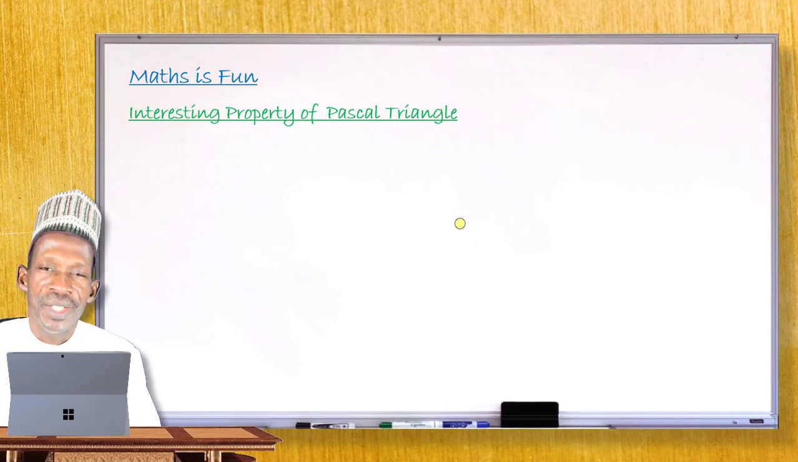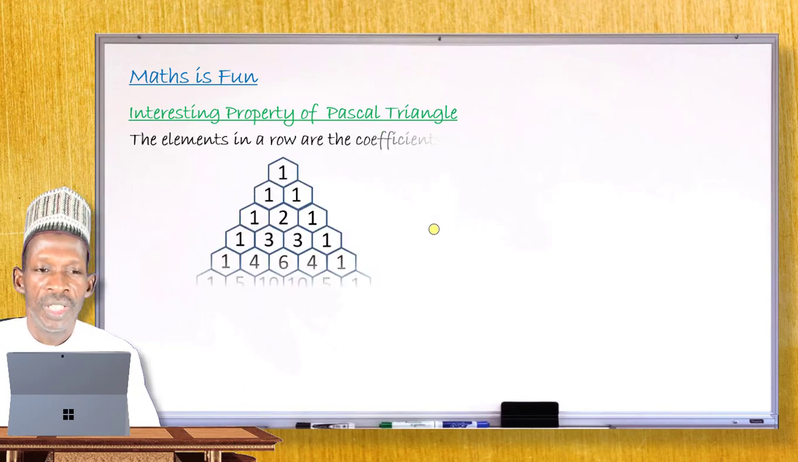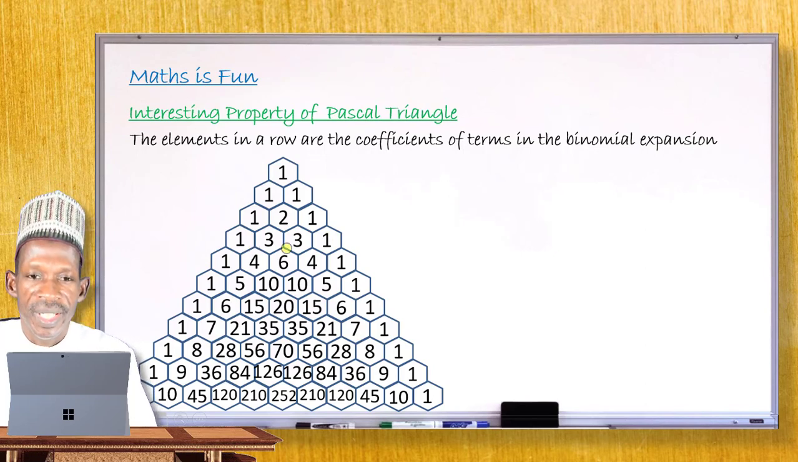So another interesting property of the Pascal triangle, which is very, very useful, like I have said, in the binomial expansion. It says the elements in a row in your Pascal triangle are nothing but the coefficients of terms in your binomial expansion. So this is your Pascal triangle.